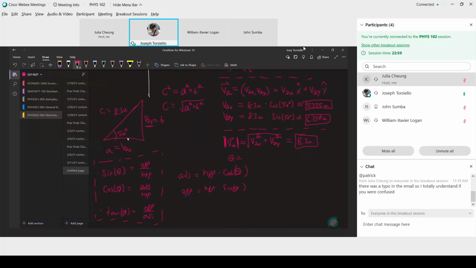And this is probably a bad time to ask, but can you guys see my mouse? Because I've been kind of moving it a lot lately. Yeah, I can see. Okay, I just want to make sure.